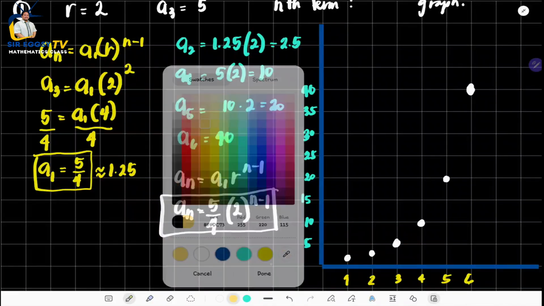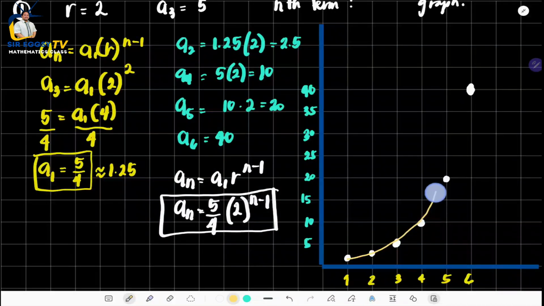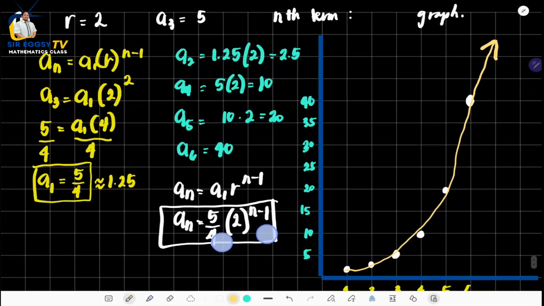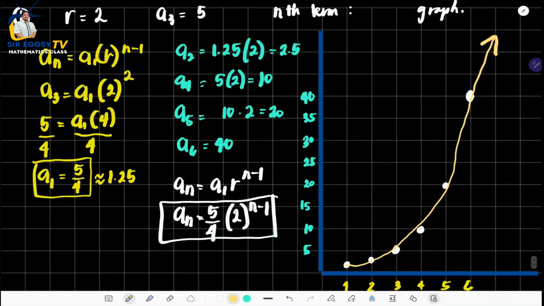Okay. Now, if you're going to connect those dots, your graph will look like, of course, kunwari na lang natin siyang, yan. So, your graph will look like that one. Okay?